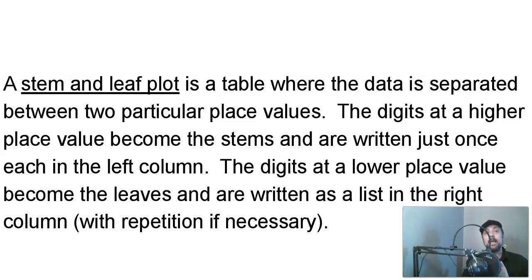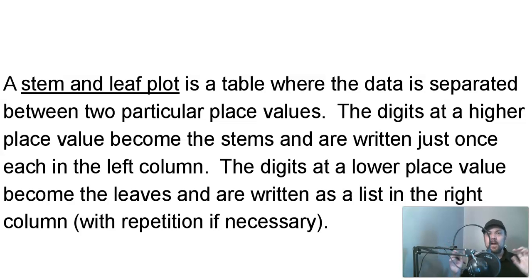81 gives us a leaf of 1. 83 gives us a leaf of 3. The stem is still 8 in both of those cases, but we have these two different leaves. So we're going to think of the ones place as our different leaves that are connected to that stem. The digits at a lower place value become the leaves and are written as a list in the right-hand column, but you do not write each one just once. So if you have 85 and then 85 again, 5 will be a leaf twice. You need to preserve that data value.